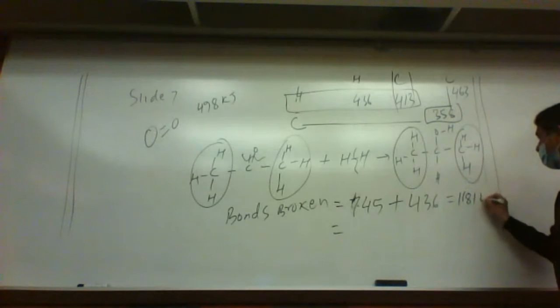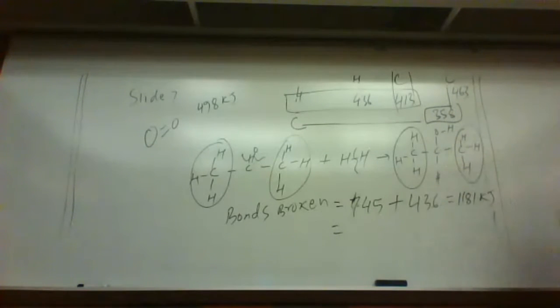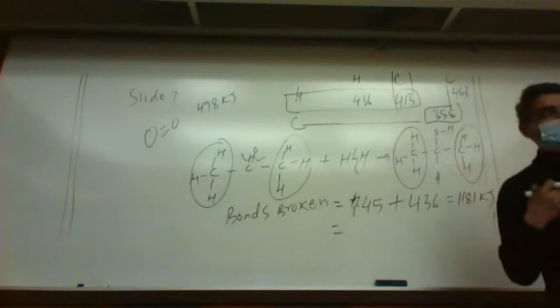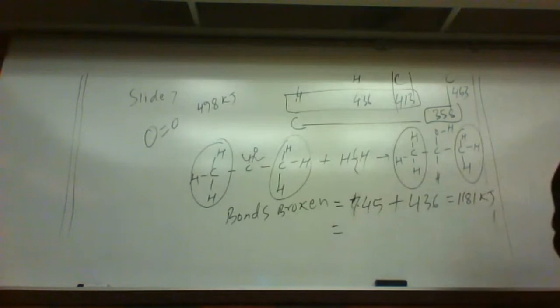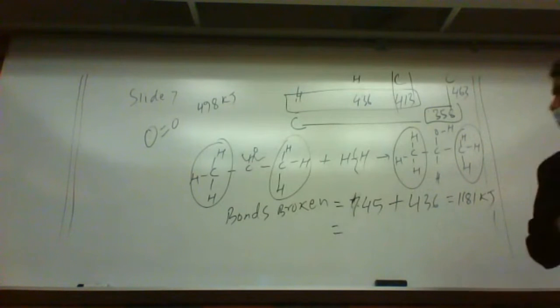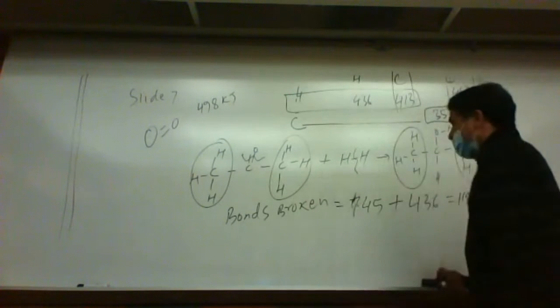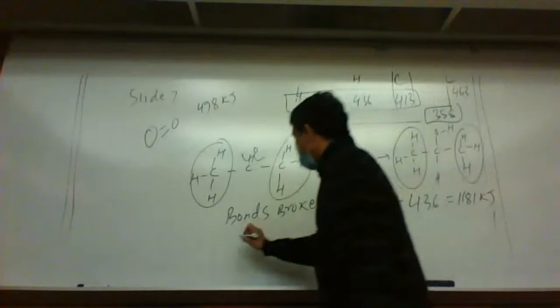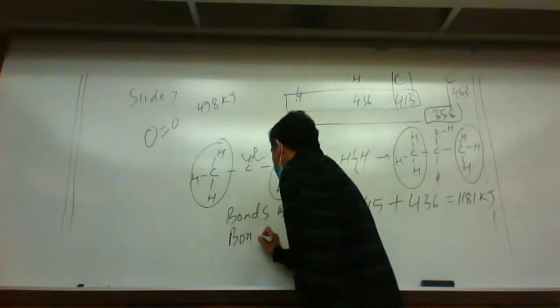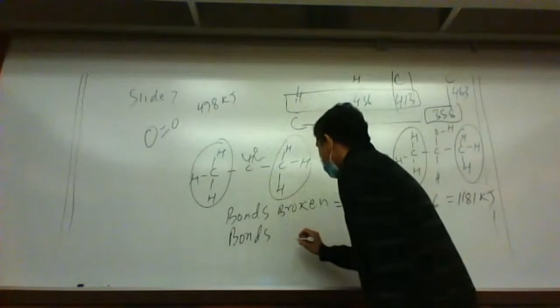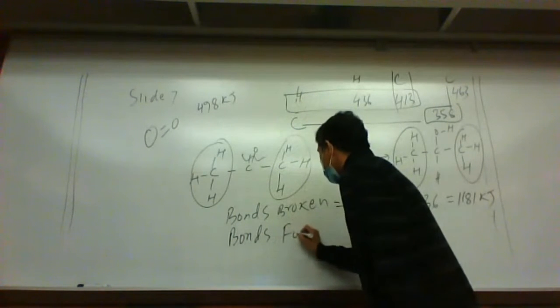1181 kilojoule per mole. It's all in 1 mole. So we are talking about 6.023 × 10^23 molecules. Now these are the bonds broken, and that much is the heat change while breaking the bonds. Now bonds form. Go to the bonds formed and calculate the heat of bonds formed.